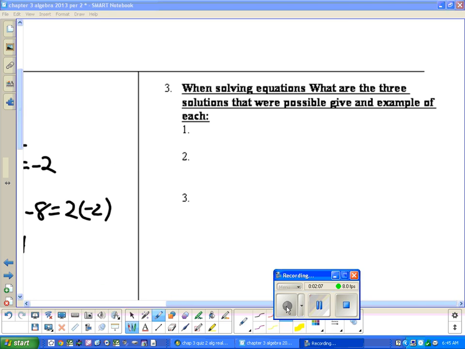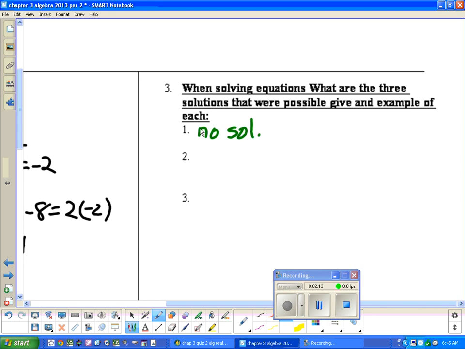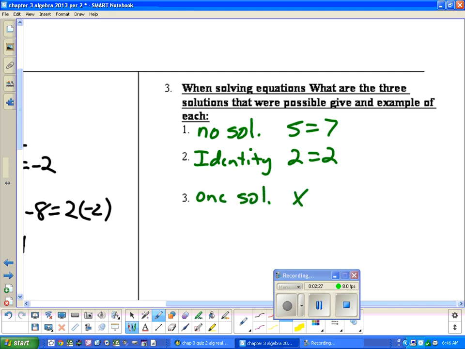Next question says, what are the possible solutions? There's no solution. That's going to be like 5 equals 7. There's identity. And that's like 2 equals 2. And one solution. And that's like x equals 7.